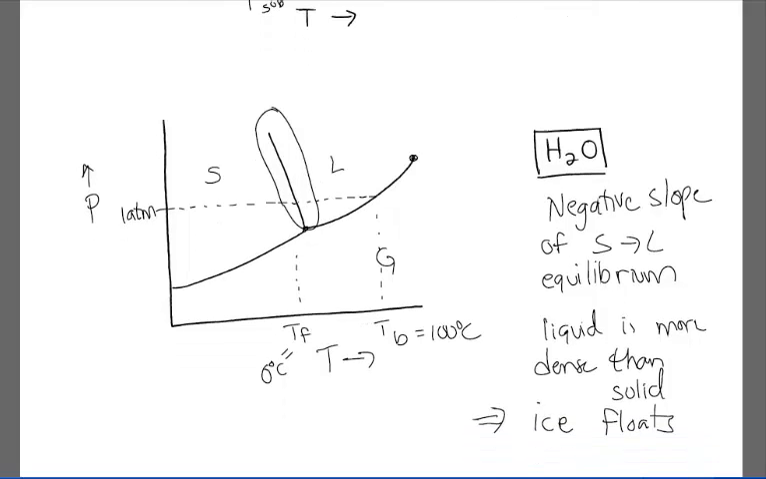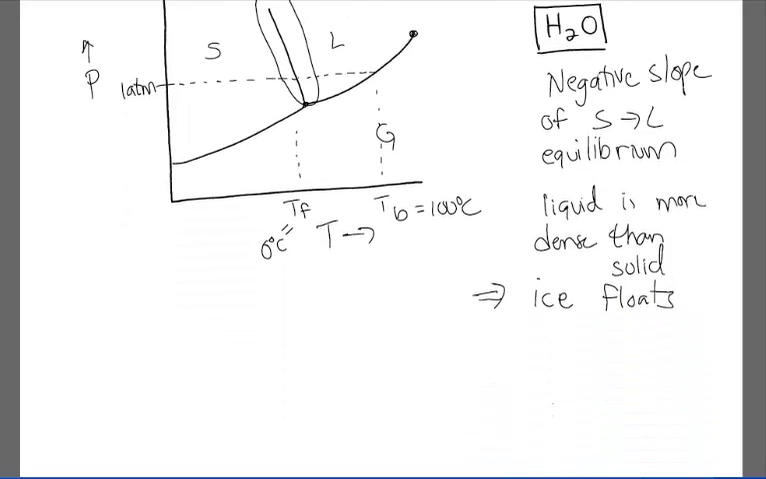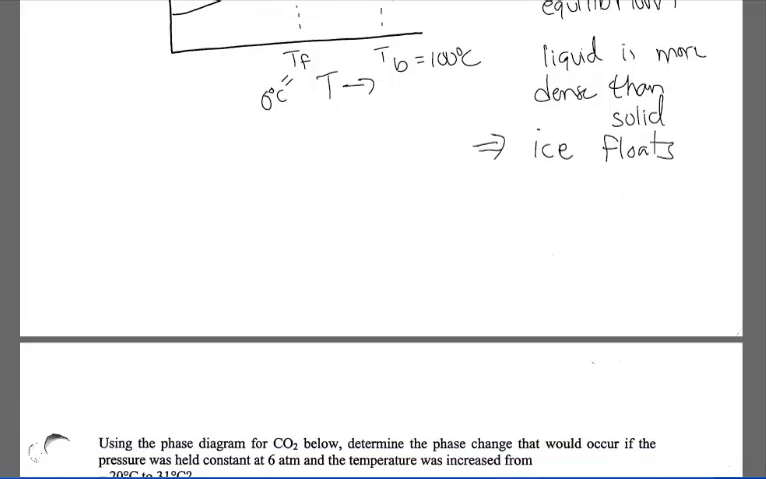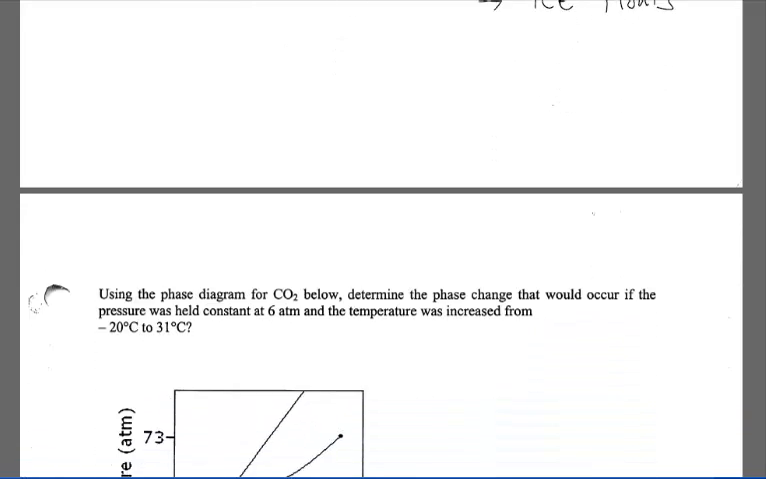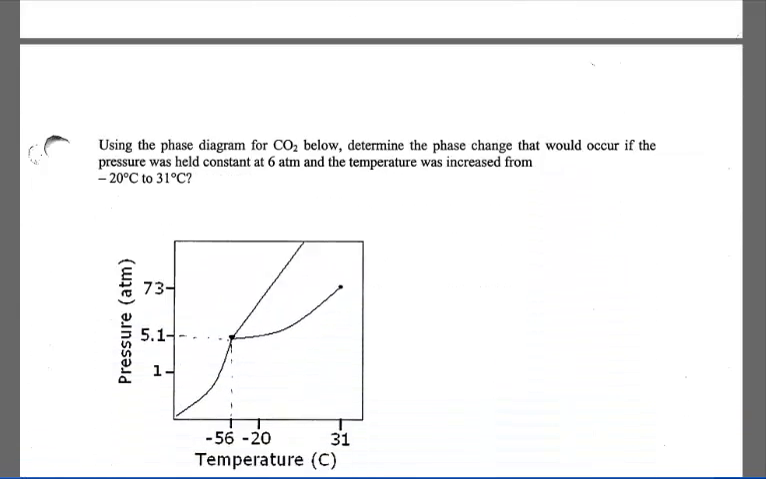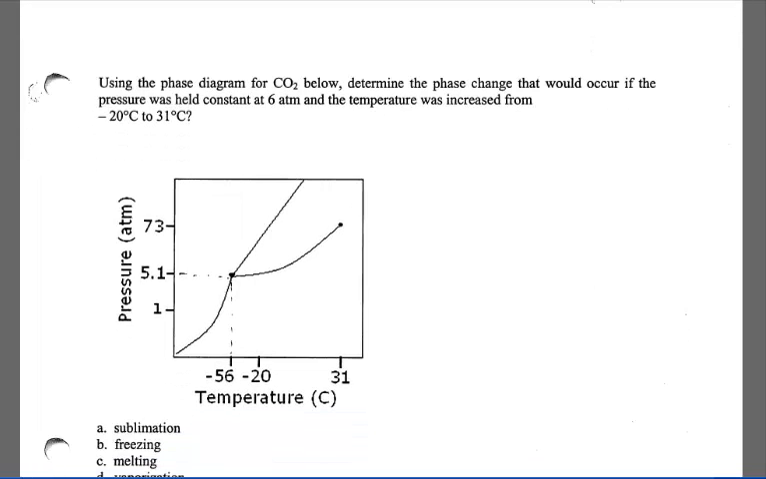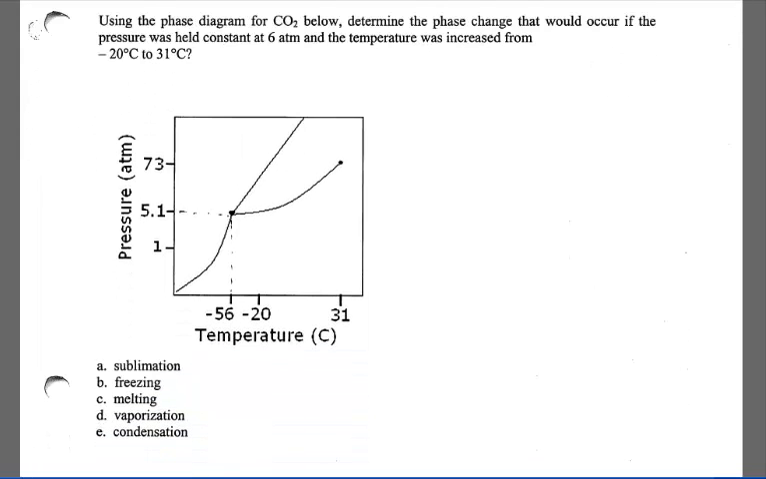Okay, so let's look at some example problems. We'll look at 2. So stop the video and try this problem. Use the phase diagram for carbon dioxide below, and determine, and this has a nonlinear scale in pressure, so notice that. Determine the phase change that would occur if the pressure were held constant at 6 atmospheres and the temperature is increased from -20 to 31.